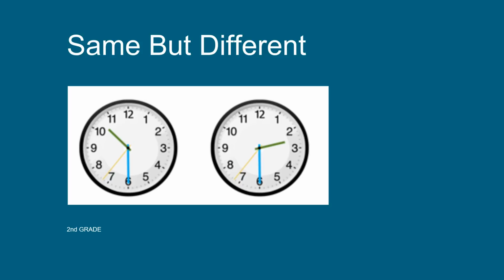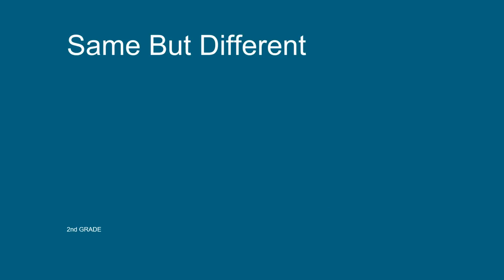Another way the clocks are similar is that both hour hands are short. Both clocks have a blue minute hand. Both minute hands are pointing in the same spot, 30 minutes. Both clocks have a yellow second hand. A way they are different is that the time on the two clocks are different. The first clock shows 10:30. The second clock shows 2:30. Did you think of any of those ways? Let's try another one.